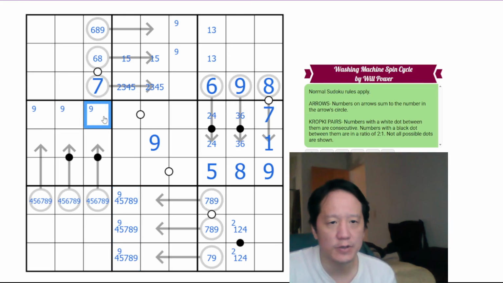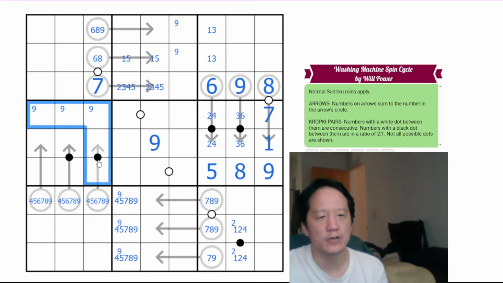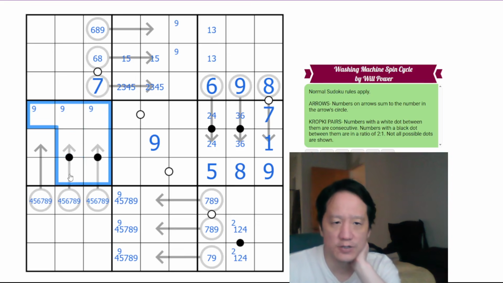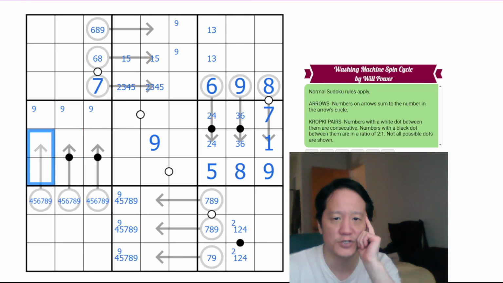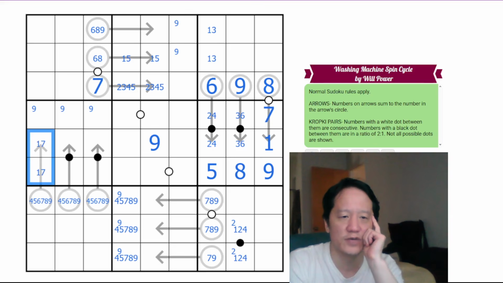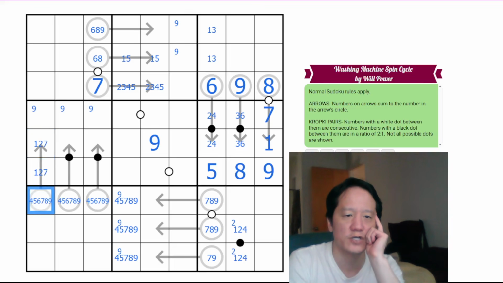7 cannot be here and cannot be here. 7 cannot be next to a black Kropke dot, as we said before. So where is 7 in this left central box? It must be here. So 7 plus 1 or 7 plus 2 is 8 or 9.